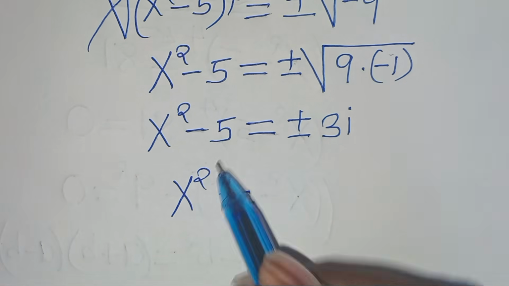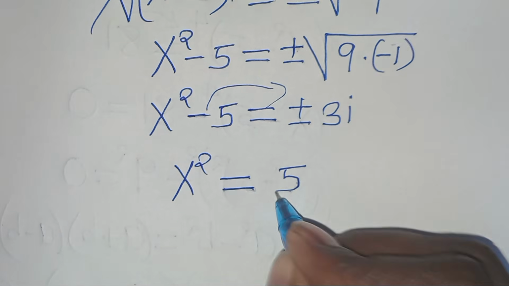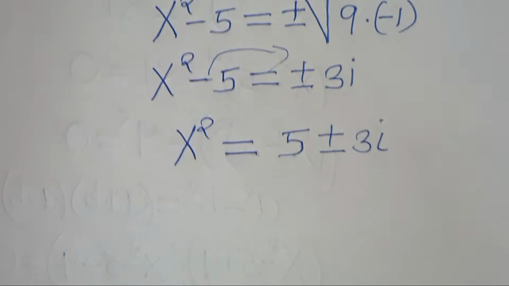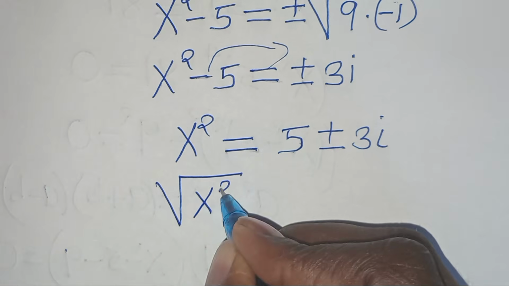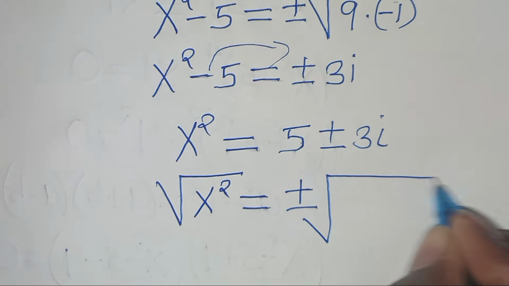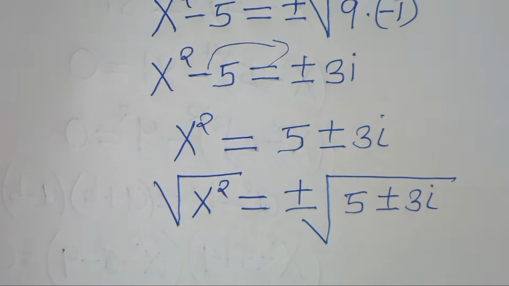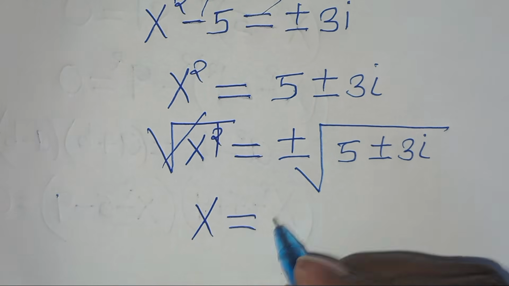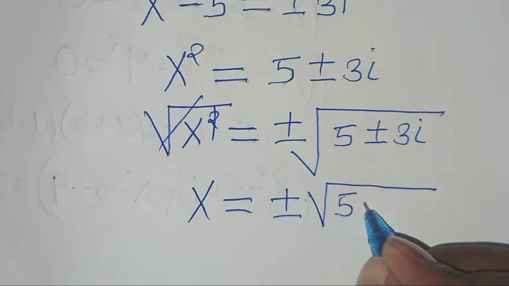So that now we have x to the power of 2 is equal to, let's take negative 5 on the right hand side, so that we have 5 plus or minus 3i. So to solve for x here, let's introduce a square root on both sides. We have the square root of x to the power of 2. This is equal to plus or minus the square root of 5 plus or minus 3i. So we have that x is equal to plus or minus the square root of 5 plus or minus 3i.